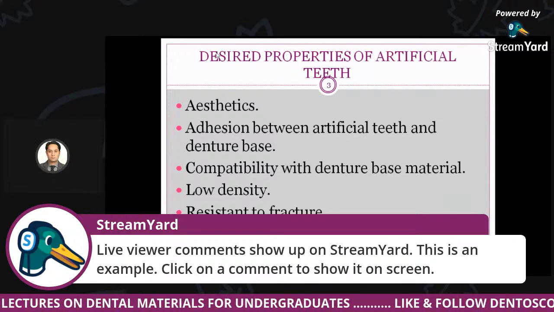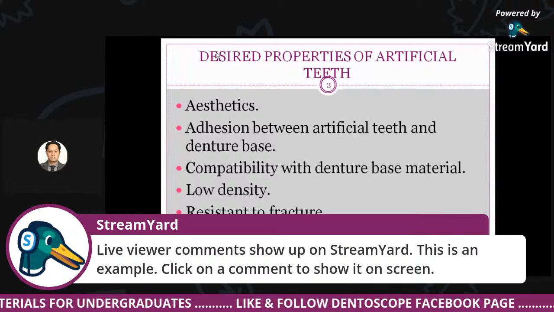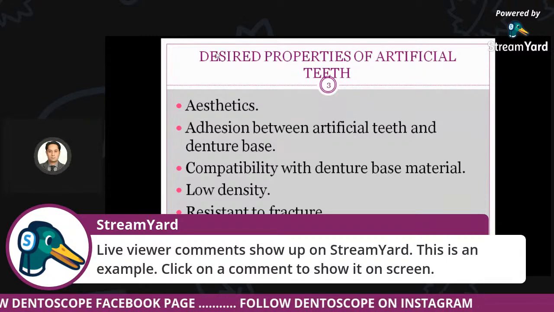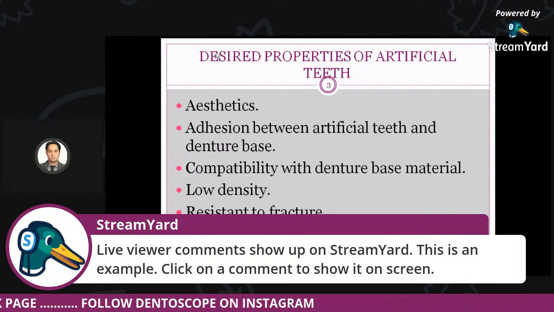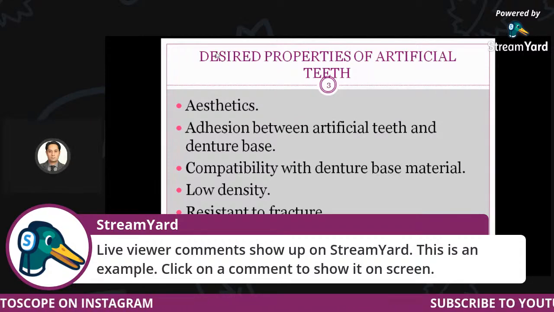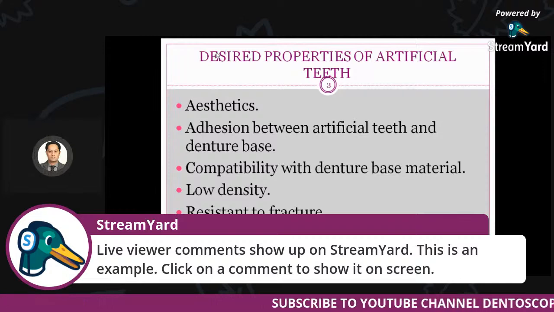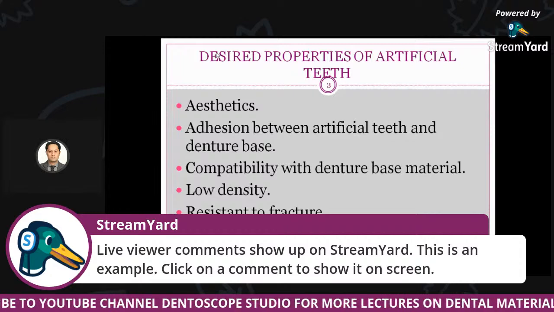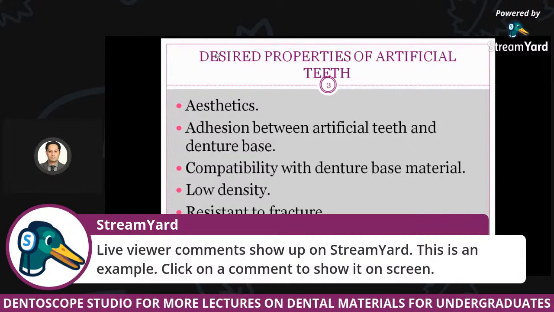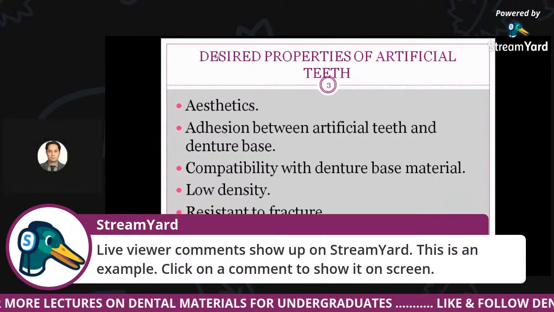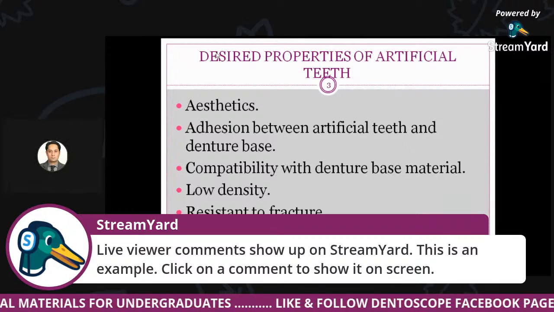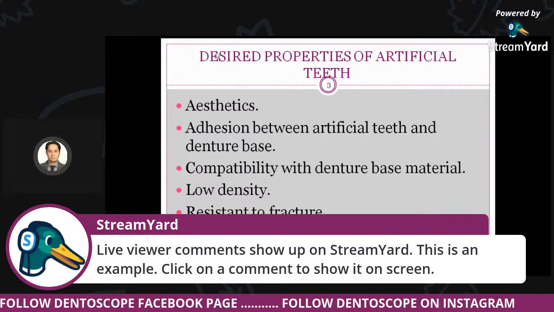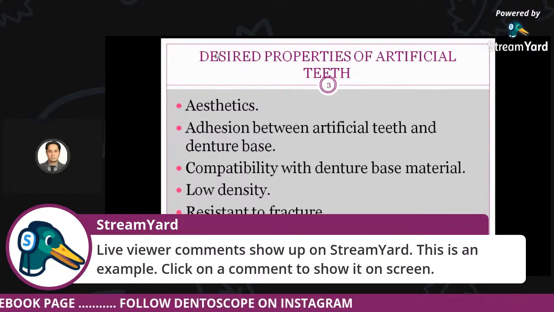Well, aesthetics is the main concern for the dental technician as well as the dental surgeon and even the patient. Their main concern is that their natural teeth color and the artificial teeth that they will use as a denture, the color should match with each other. So aesthetic is the main ideal property that we look for in any of the artificial teeth that we use.